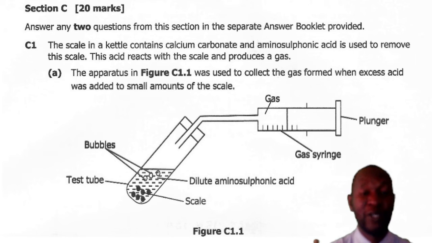Section C, 20 marks. Answer any 2 questions from this section in a separate answer booklet provided. C1. The scale in a kettle contains calcium carbonate and amidosulfonic acid is used to remove this scale. This acid reacts with the scale and produces a gas. Part A. The apparatus in figure C1.1 was used to collect the gas formed when excess acid was added to a small amount of the scale.